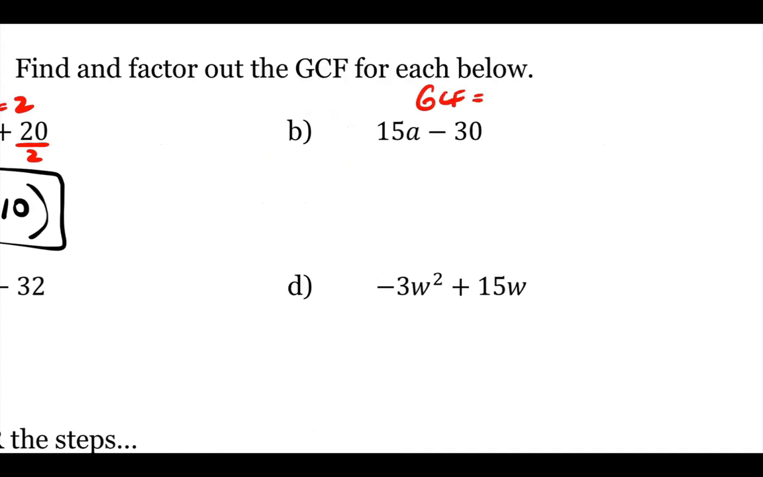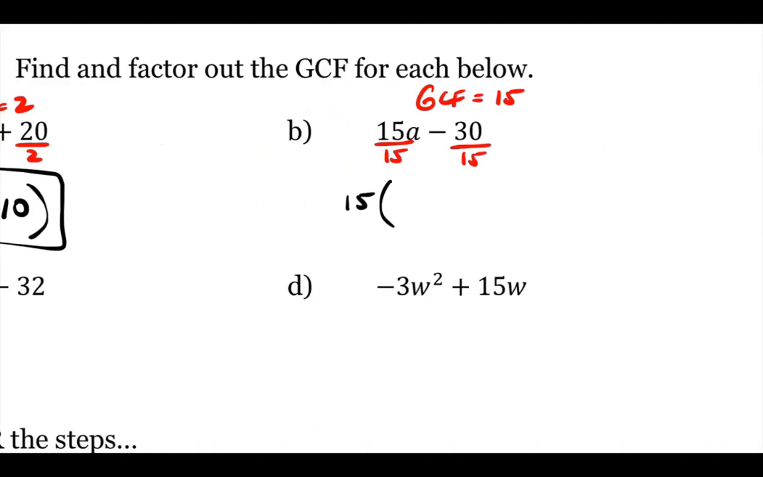3 and 5 both work, but there's actually something bigger. 15. There's actually 15. Yeah, we want the biggest. 3 and 5 work, but they're not the greatest. So we divide both by 15. The GCF is 15. So we put the 15 out in front.